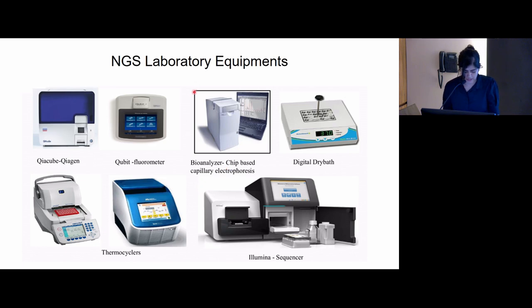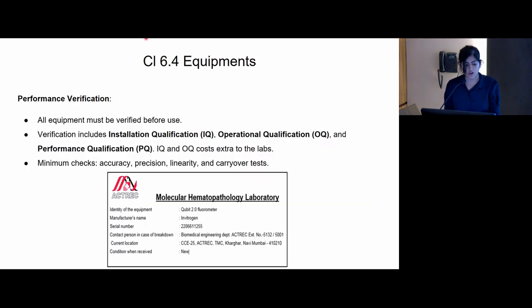Now, these are the major equipments that we use in an NGS laboratory. All of these equipments must be verified before use, and the verification includes installation qualification, operational qualification, and performance qualification, which includes minimum checks for accuracy, precision, linearity, and carryover tests. The IQ and OQ are performed by the manufacturer of the equipment, and that costs extra to the labs, but it is mandatory for the labs.